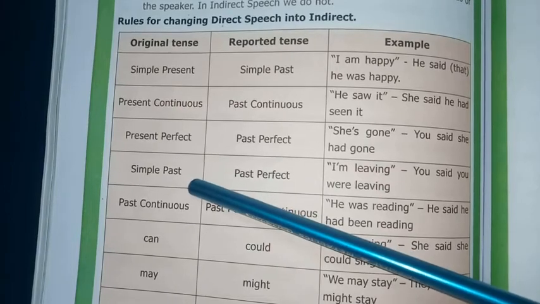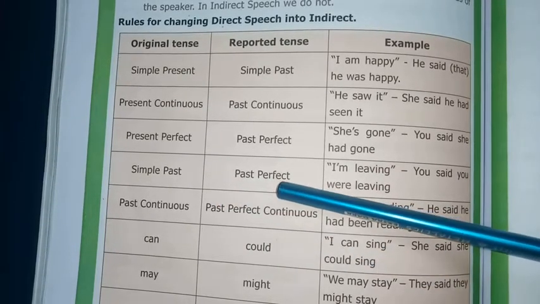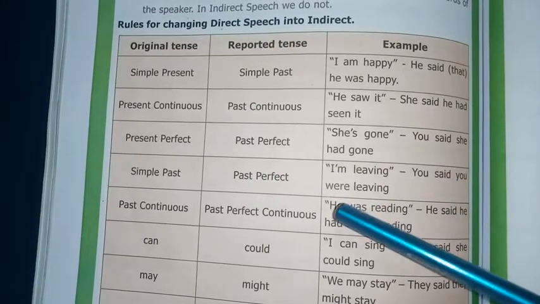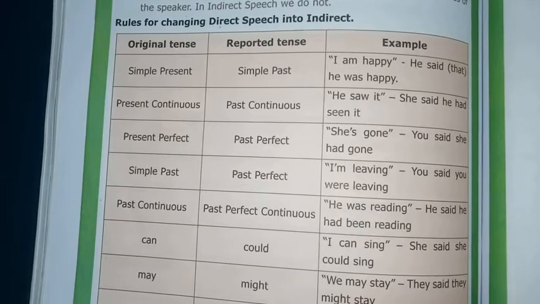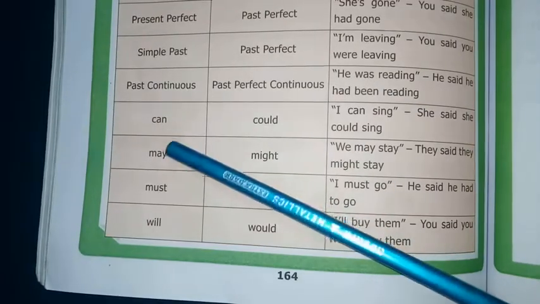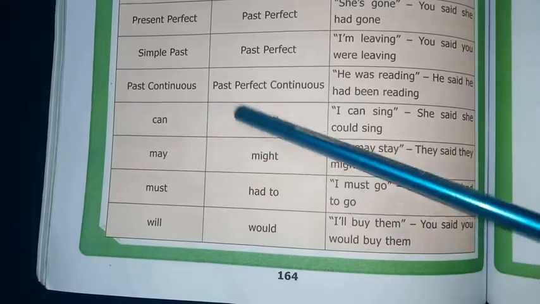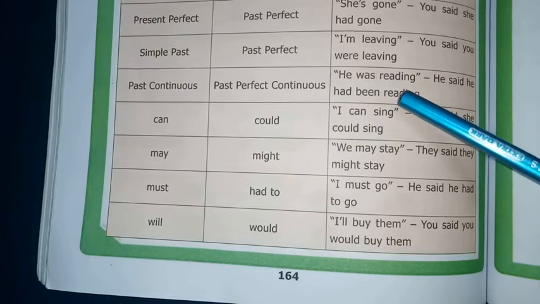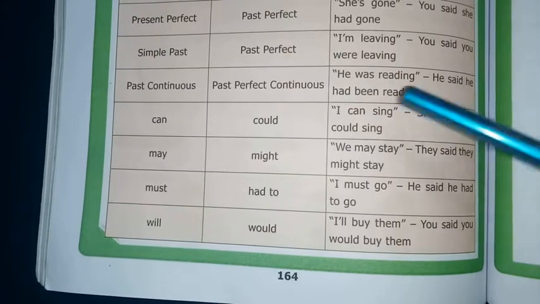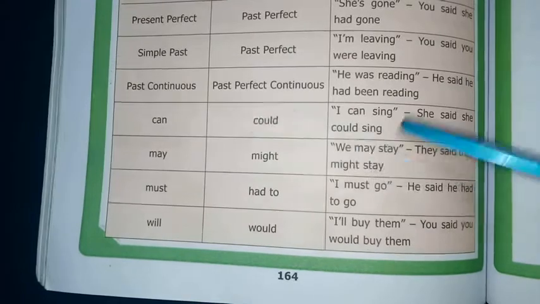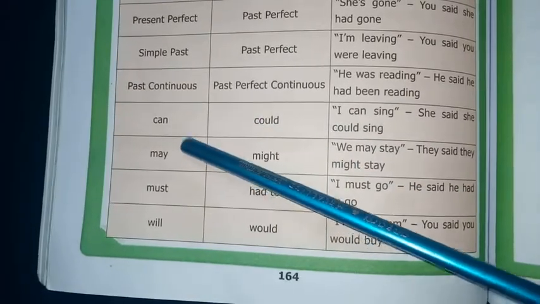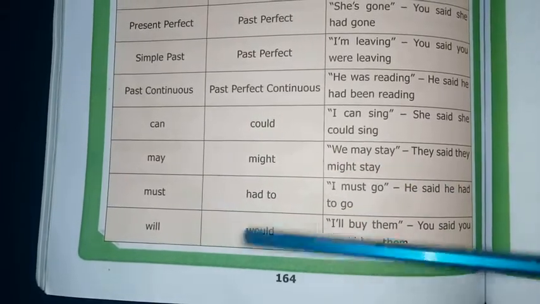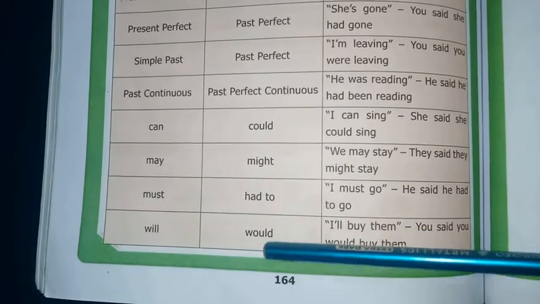Simple past as past perfect. Example, I am leaving. You said you were leaving. Past continuous into past perfect continuous. Example, he was reading. He said he had been reading. Can as could. Then may, might. Must, had to. Will, would.